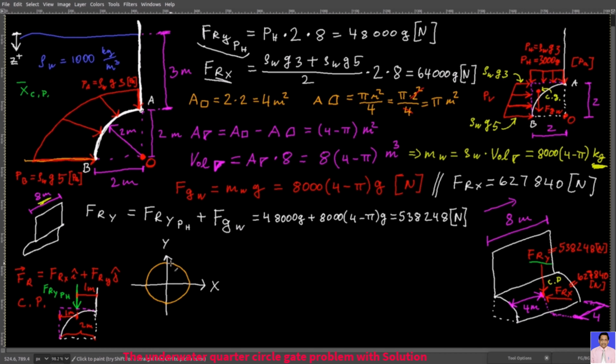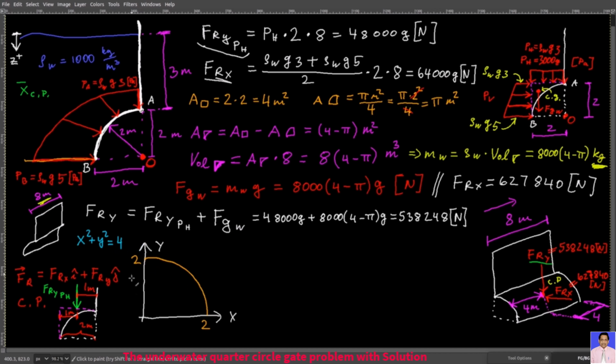For that, I will first draw a circle here. The radius of that circle is 2 meters, just like here. So the equation of the circle is x squared plus y squared equals 4, because you have radius squared, which is 2 squared, which is 4. And now, let's only take the first quadrant for the analysis. So this is my quarter circle. I'm going to create a block here.